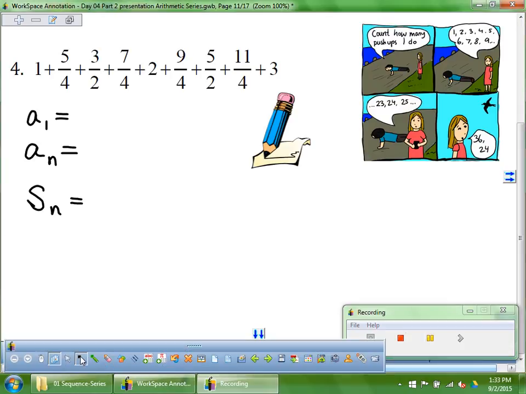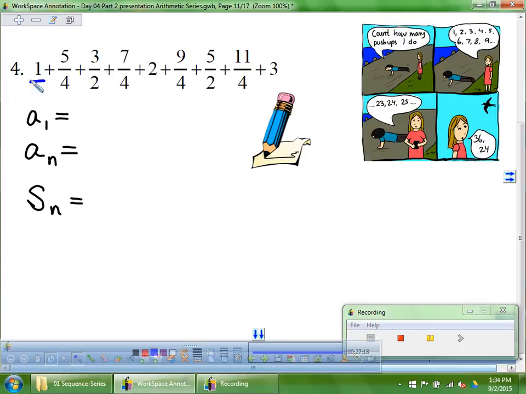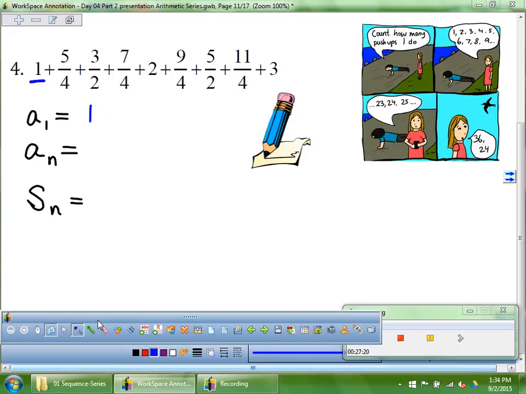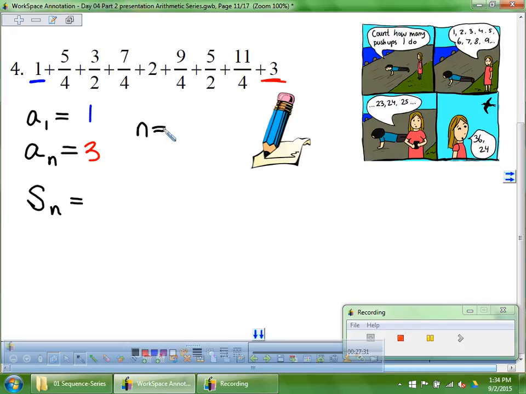A sub 1 is 1. A sub n is 3. You needed the total number of terms. 1, 2, 3, 4, 5, 6, 7, 8, 9 terms to use the formula.